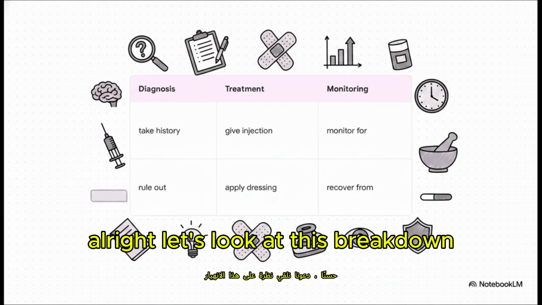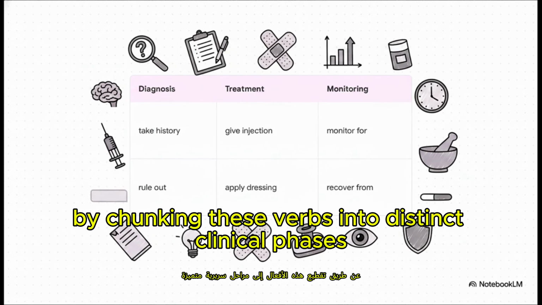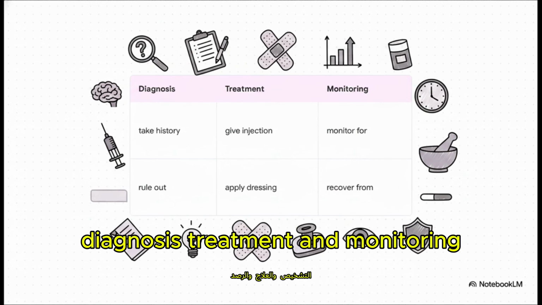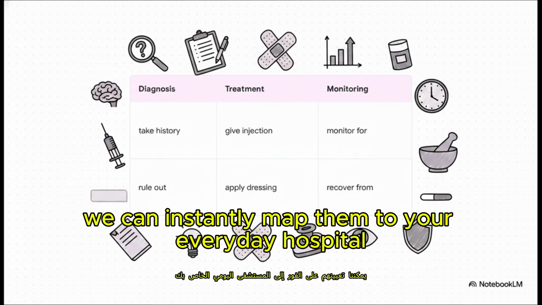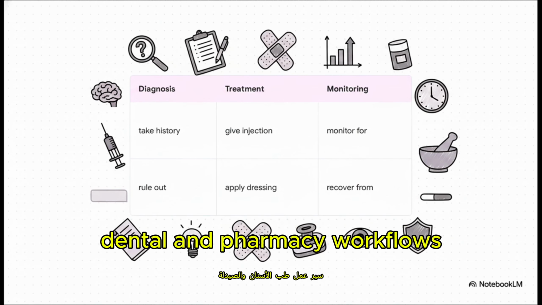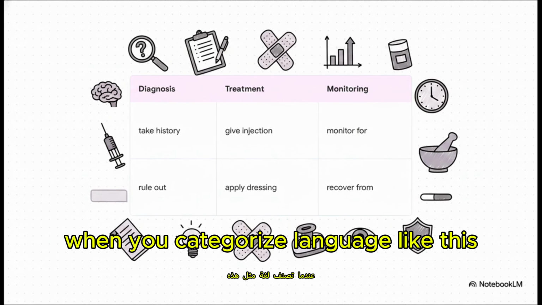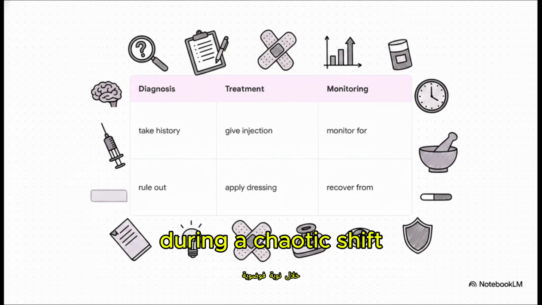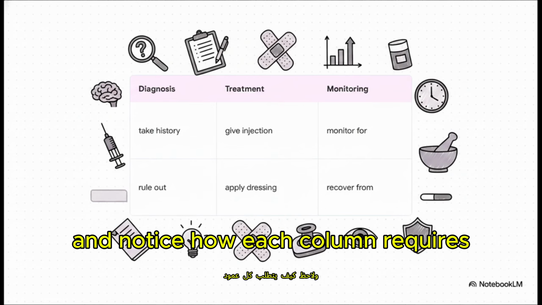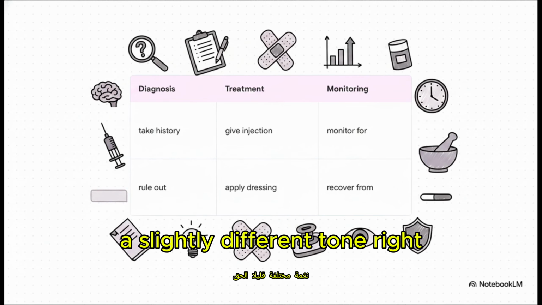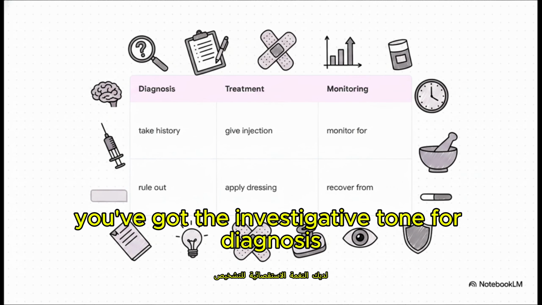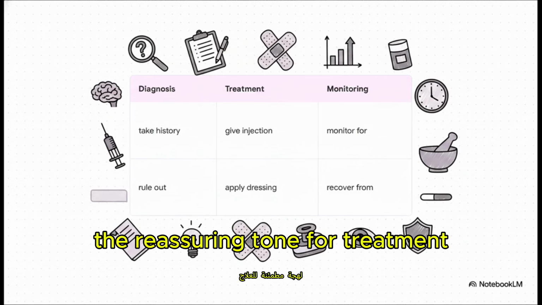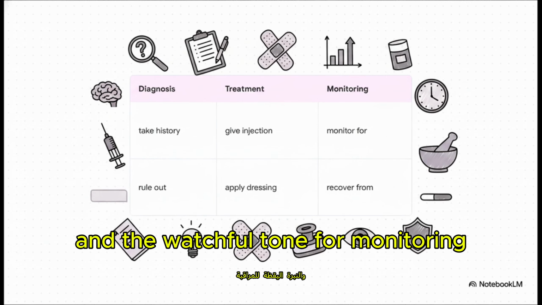All right, let's look at this breakdown. By chunking these verbs into distinct clinical phases, diagnosis, treatment, and monitoring, we can instantly map them to your everyday hospital, dental, and pharmacy workflows. When you categorize language like this, your brain actually retrieves it much faster during a chaotic shift. And notice how each column requires a slightly different tone, right? You've got the investigative tone for diagnosis, the reassuring tone for treatment, and the watchful tone for monitoring.